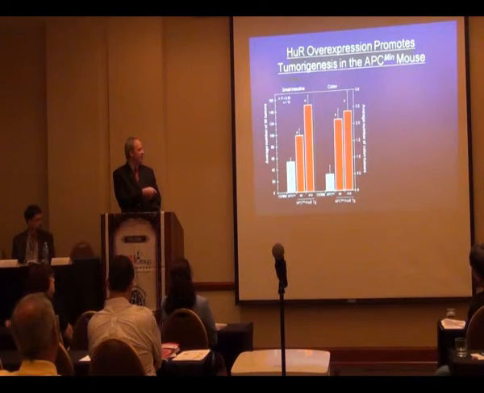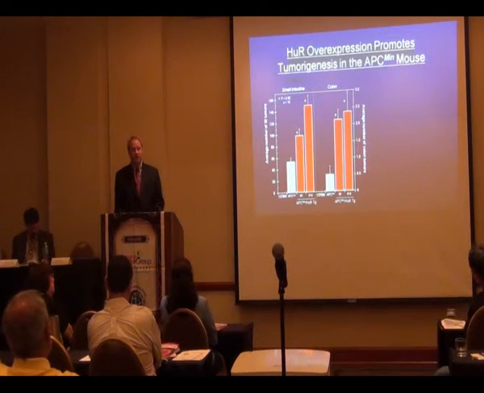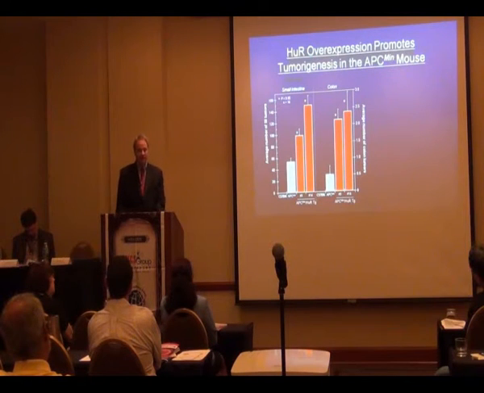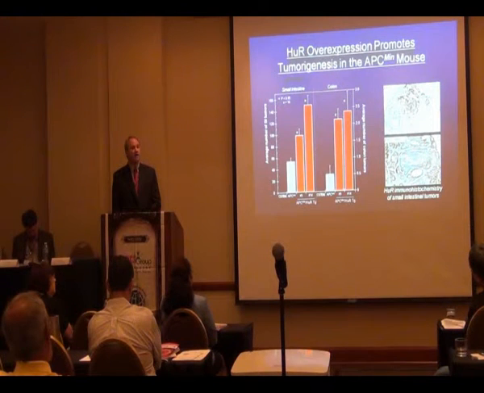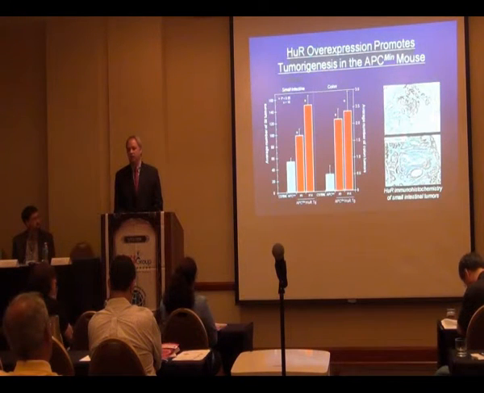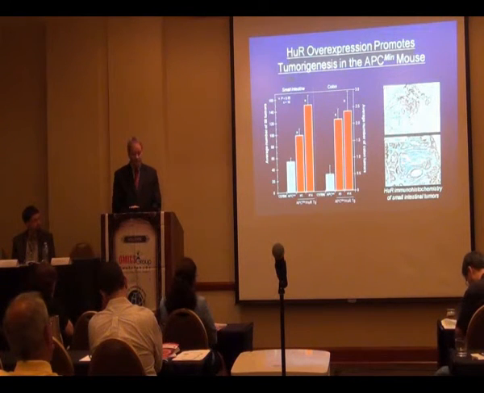And we can quantitate this and show that you see about a 2 to 4-fold increase in the numbers of tumors that are present in the small intestine and in the colon, resulting from HuR being overexpressed. When we cut out those tumors and stain them for this HuR protein, in an APC-Min tumor, you can see some staining. In a transgenic tumor, overexpression of that HuR protein is everywhere in that tumor in the epithelium.